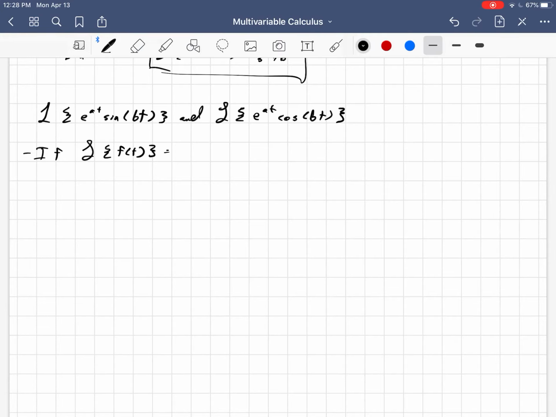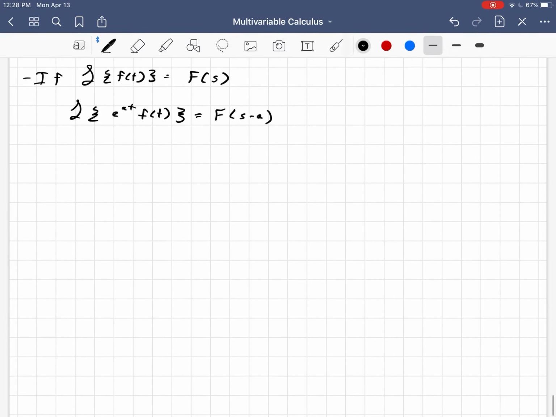Let's say the Laplace transform of f of t gives us some new function, in terms of s, I'll call it capital F. Then the Laplace transform of e to the at times f of t is going to be F of s minus a instead. So where there's an s, stick an s minus a instead and you'll get the same thing.